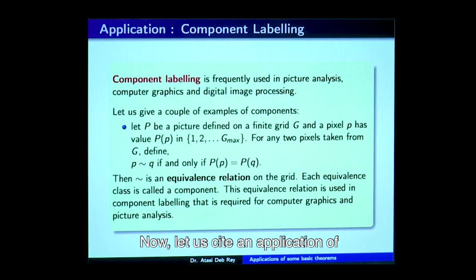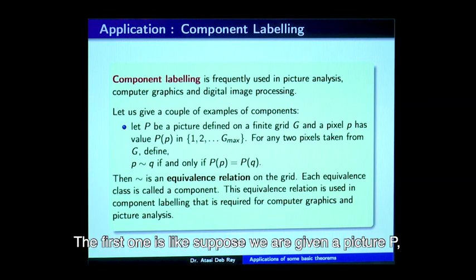Now, let us cite an application of this classification problem in practical field. One application is component labeling. It is used in picture analysis, graphics and digital image processing. Now, I give two examples of component.